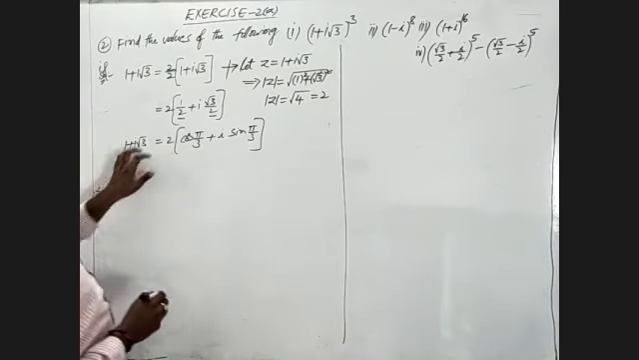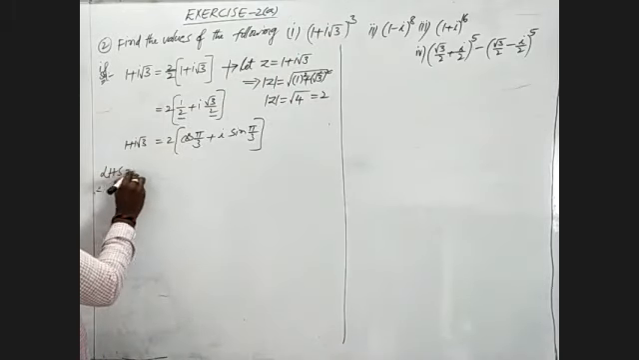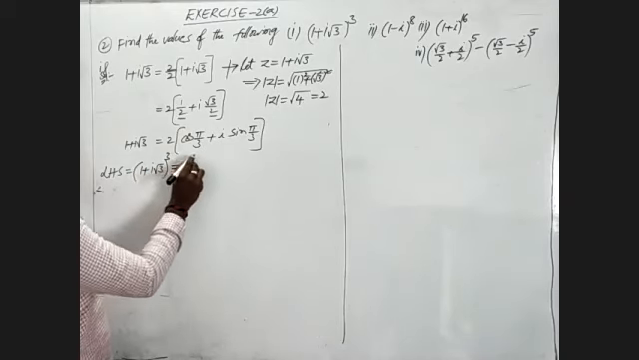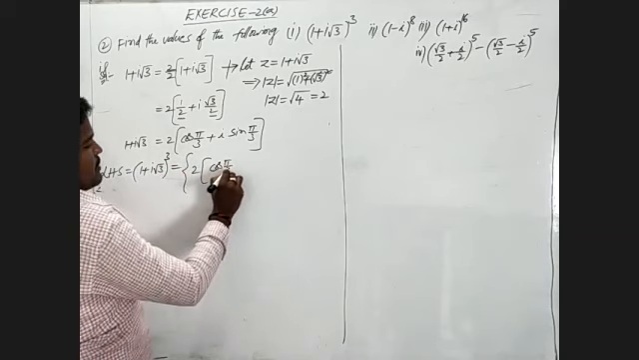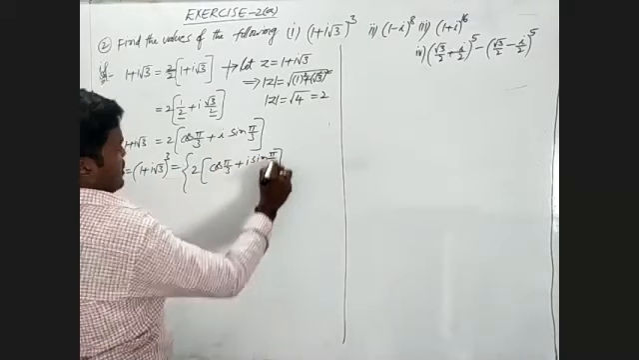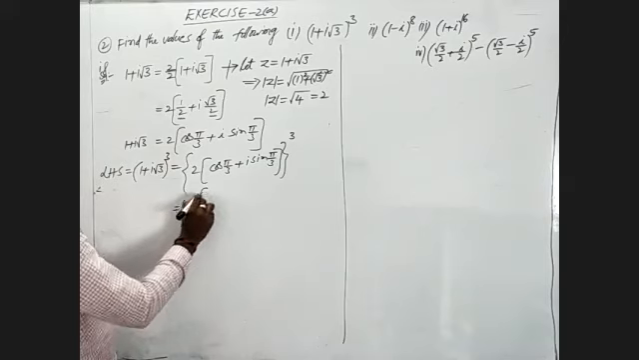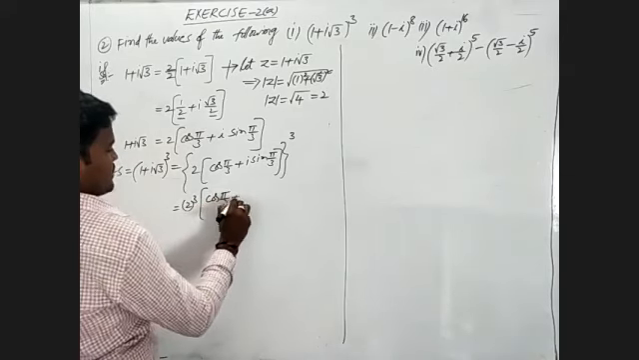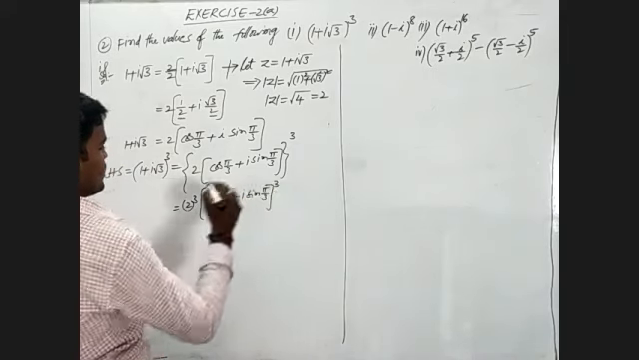But in this problem, the whole power 3 is taken. So LHS is (1 plus i root 3) whole cube, equal to 2 into (cos pi by 3 plus i sin pi by 3) whole cube. That means 2 cube into (cos pi by 3 plus i sin pi by 3) whole cube.